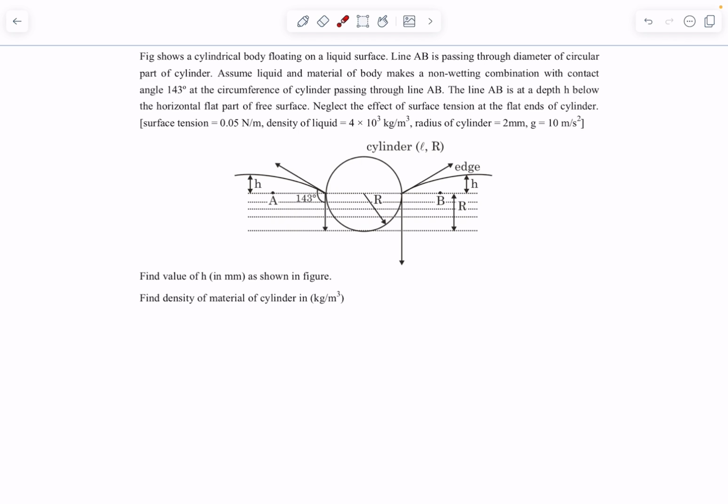We have to neglect the effects of surface tension at the flat ends of the cylinder, and that basically includes the front and the back of the cylinder. So we have to ignore the surface tension forces over there, and some values are given. We have to find the value of the height h and the density of the cylinder. All right, so let's start with the solution.